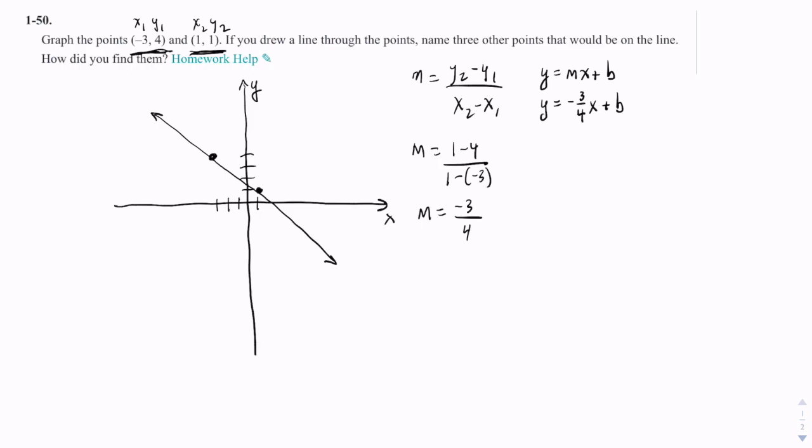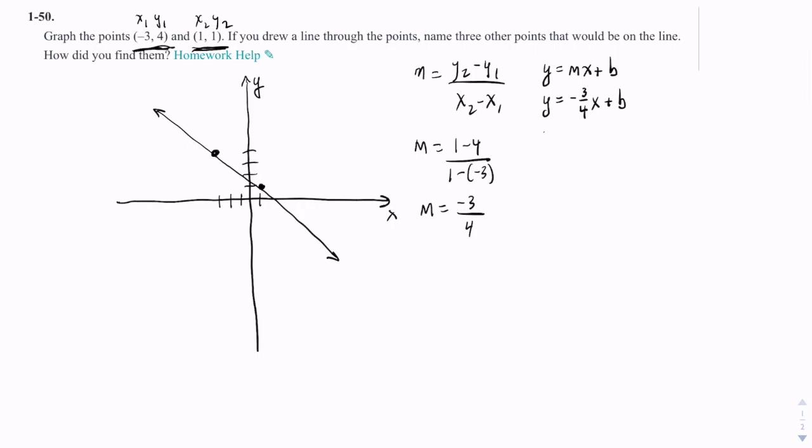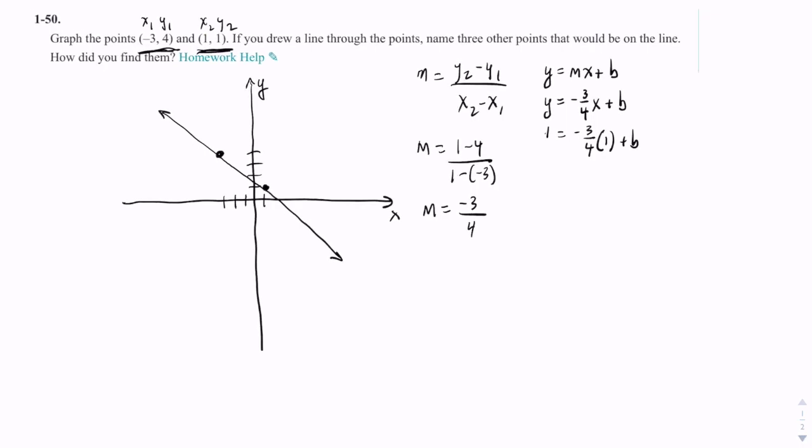So I'm going to choose 1, 1. So x is 1, y is 1, right? So I'm going to put a 1 in for y, -3/4, and a 1 in for x, and I'm going to solve for b. So I get 1 equals -3/4 plus b. I'll add 3/4 to both sides. And I have just 1 3/4 equals b.